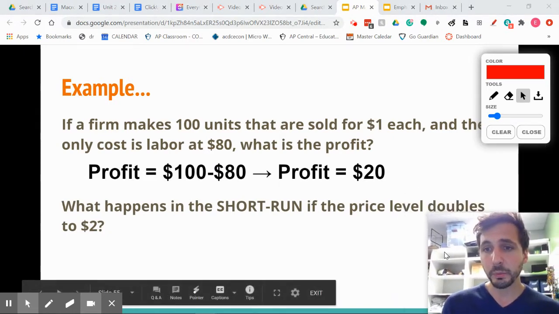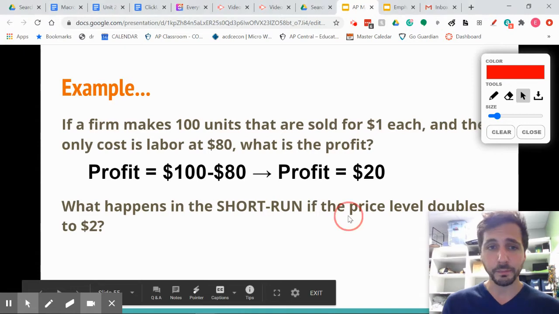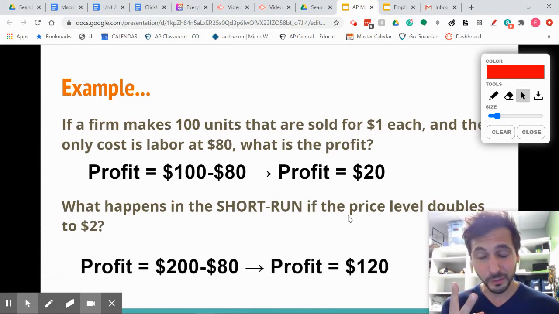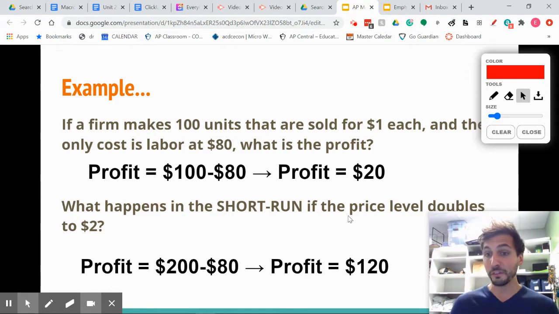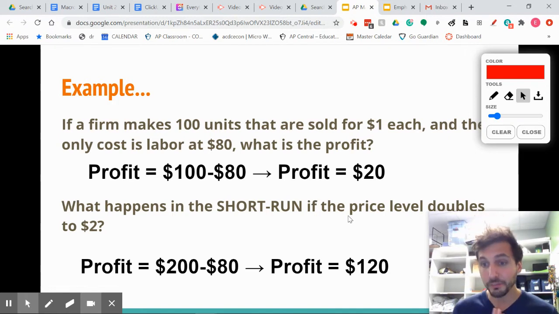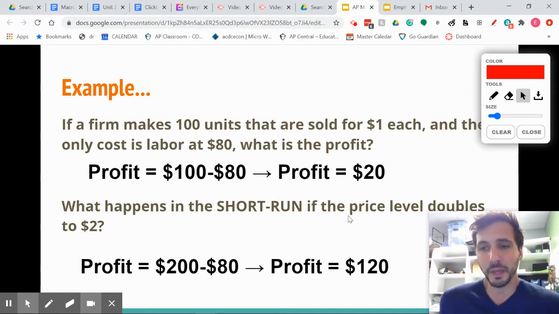However, in the short run, the price level doubles. What's going to happen? Well, my price level doubles, so I sell those 100 units for $2 a piece. So my revenue is $200, but I still have those fixed input prices. They're only $80. 200 minus 80 gives me a profit of 120. Notice I sold the same amount as I did before, but because of inflation, I have increased profitability.